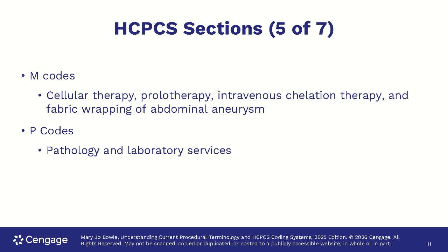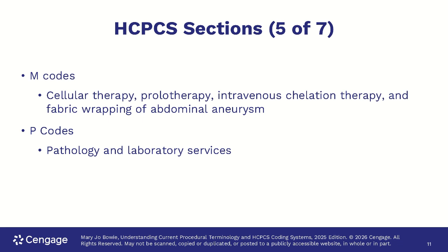M codes are for MIPS, valve pathways, medical services, and quality measures. So you'll see things over here like cellular therapy, prolotherapy, IV chelation therapy, fabric wrapping of an aneurysm, and on to the letter P, pathology and laboratory. And I know you're thinking, wait, we had pathology and laboratory in CPT.